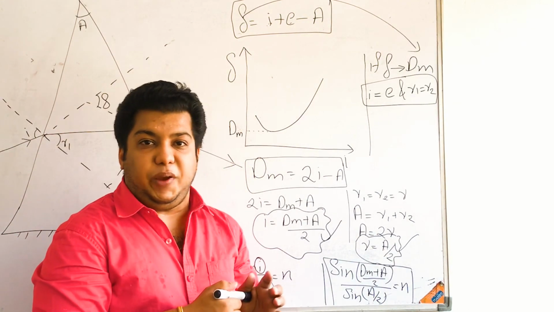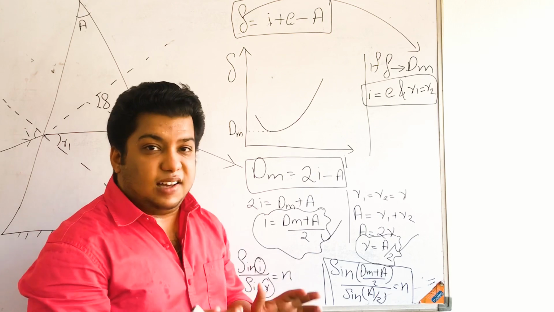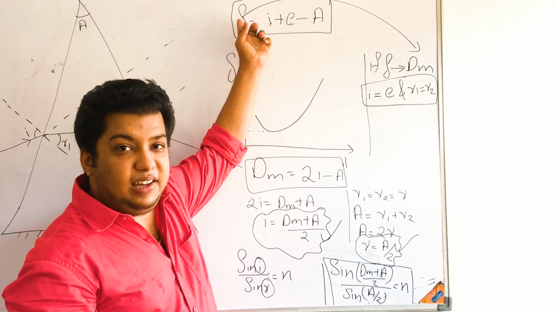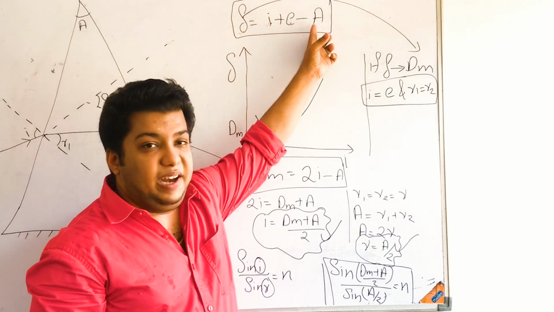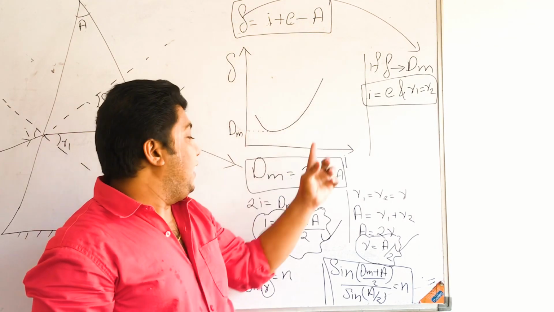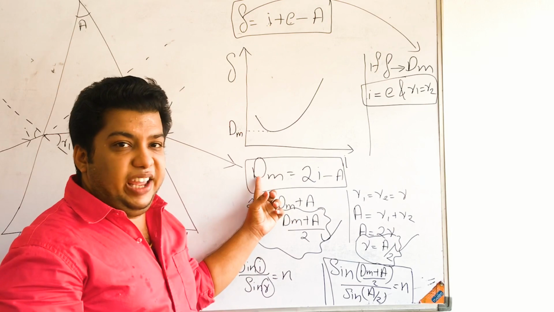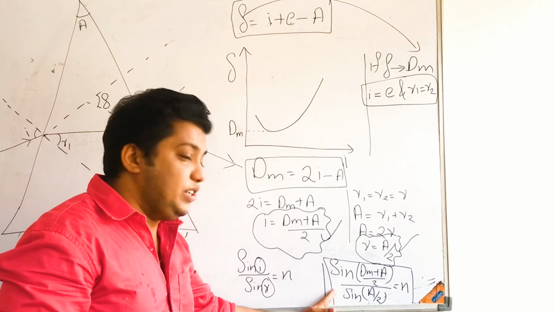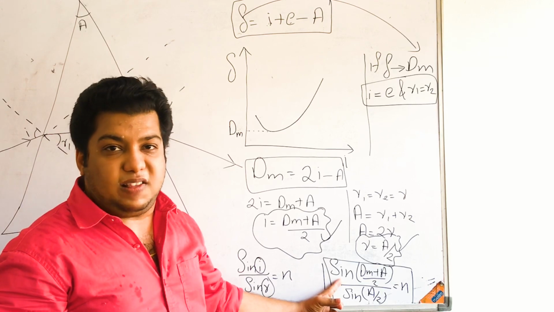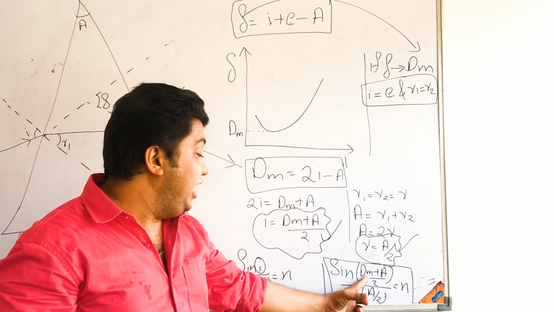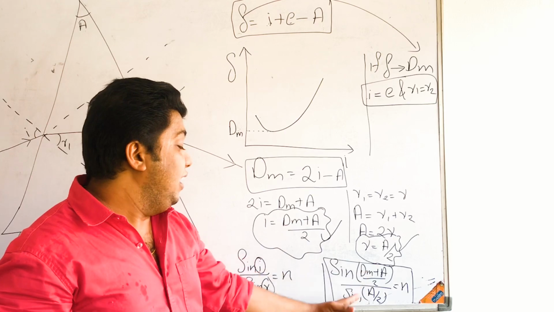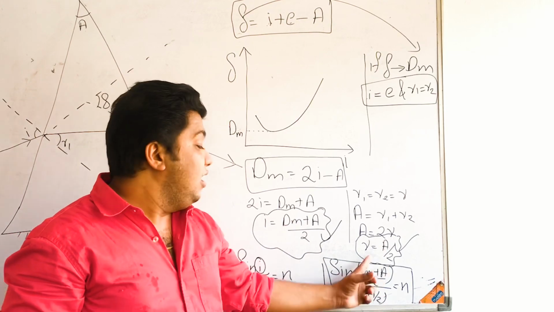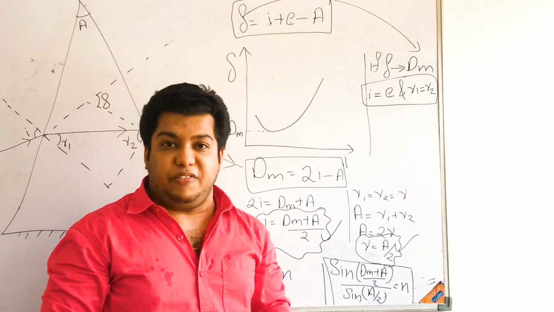There are three equations here. In the last video, we arrived at delta: angle of deviation delta is equal to I plus E minus A. The second equation is the angle of minimum deviation, Dm is equal to 2I minus A. The third equation is Snell's law in the case of prism. Sin I by sin R, where instead of I we write the value of I, and instead of R we write the value of R, is equal to the refractive index.